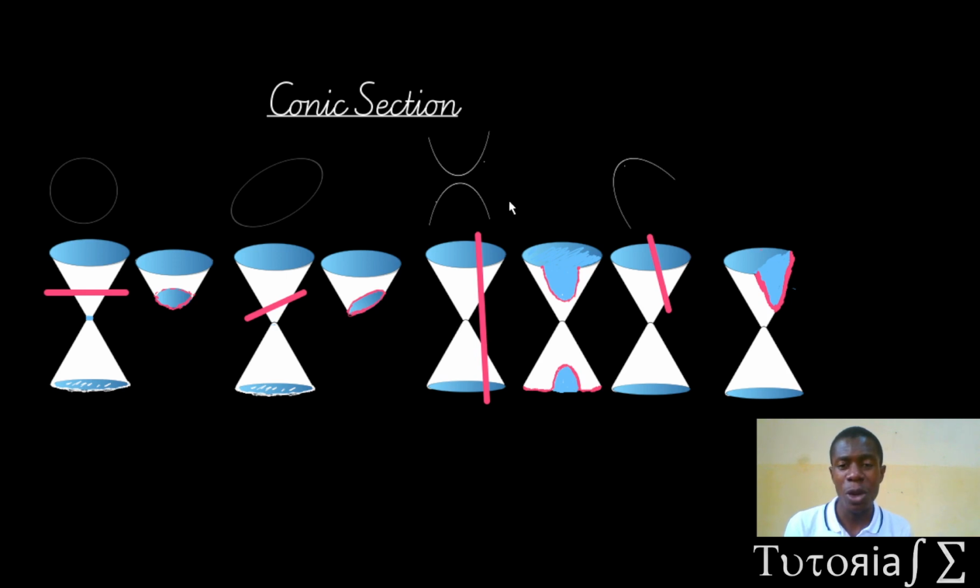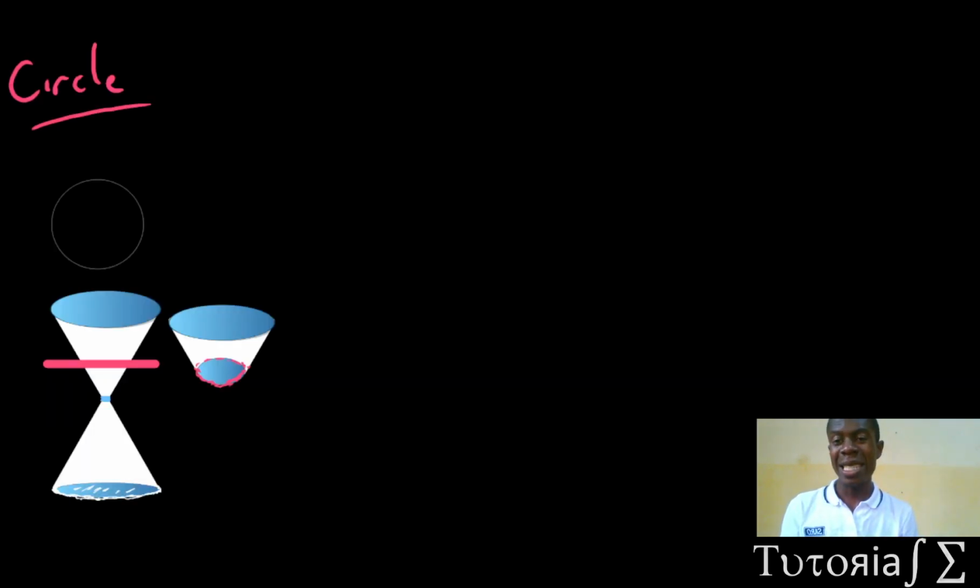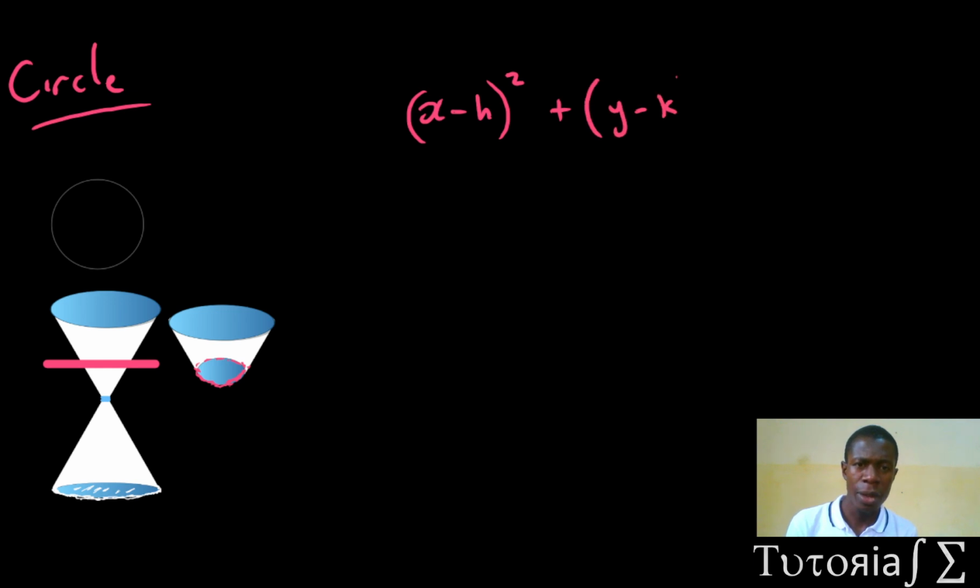And in this lesson, we will look at the first conic, which is a circle. Now for the circle, we will look at different things about a circle. First of all, the general equation of a circle. So the general equation of a circle is given by (x minus h) squared plus (y minus k) squared is equal to r squared.